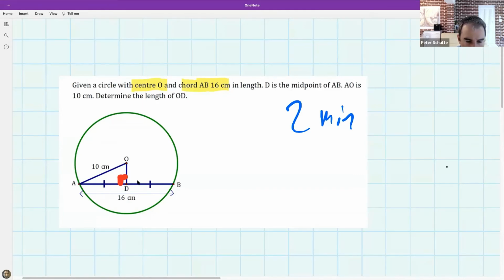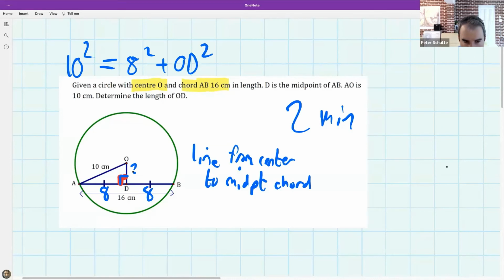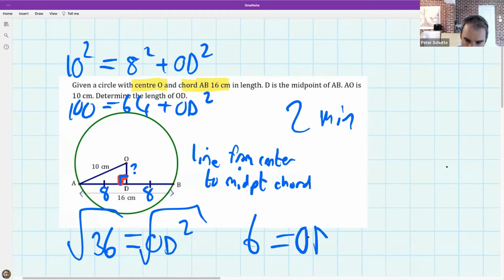Okay, first of all, we know that these are equal each. So this is going to be 8 and that's going to be 8. We know it's a right angle because there's a line from the center to the midpoint of the chord. But that doesn't solve the problem because what we're after is this guy over here. So using Pythagoras' theorem, 10 squared equals 8 squared plus, should we call it OD squared? You don't have to call it OD, you can call it X if you want. So using that knowledge, 100 equals 64 plus OD squared, which means if I take away 64 from both sides, 36 equals OD squared. If I square root both sides to get rid of this root, the answer should be 6, which I see that it is, which is great.